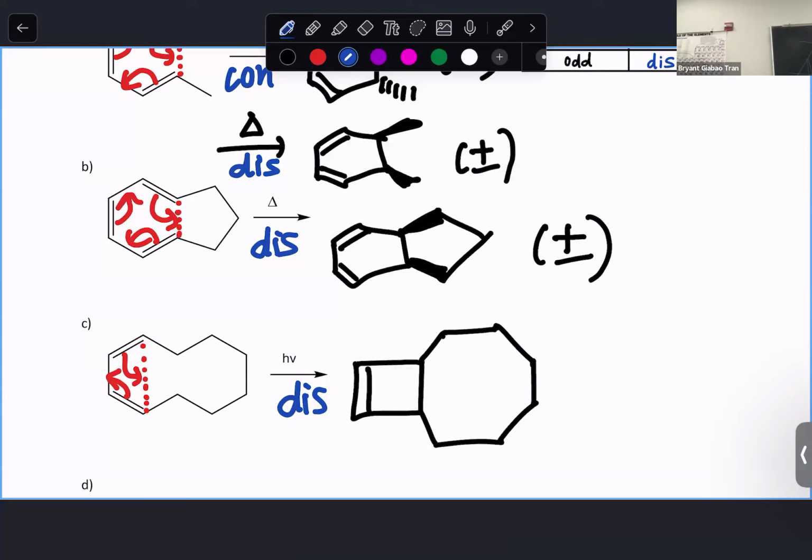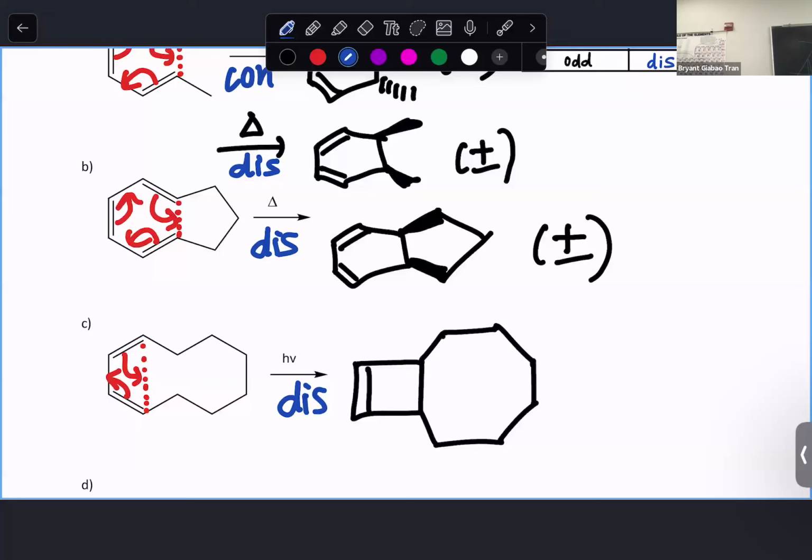So a lot of people get confused because they think disrotatory means rotating in the opposite direction. They always assume that these bonds are opposite from each other, like one is wedge, one is dash, but that's not the case. What disrotatory and conrotatory mean is the direction you rotate them in. And then after you rotate them, they don't have to be opposite from each other.